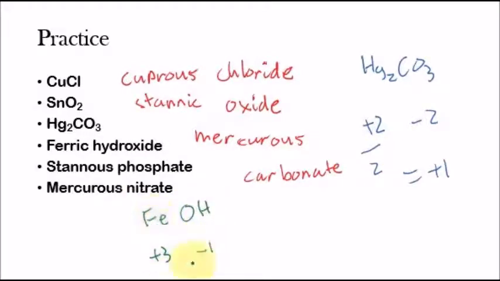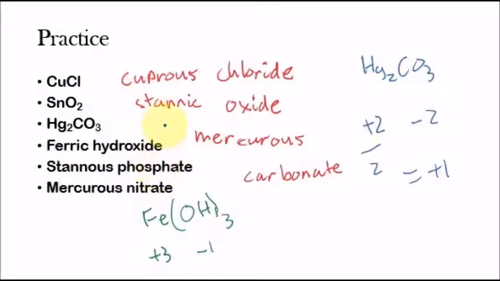So in order to balance the charges out, we need to just flip the numbers. -1 charge right here, there's only 1 iron. +3 charge right here, there's going to be 3 hydroxides. Okay, and ferric hydroxide is just Fe(OH)3. Good. All right. Now let's go to our next example here.